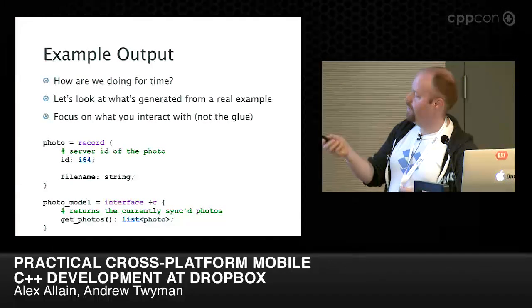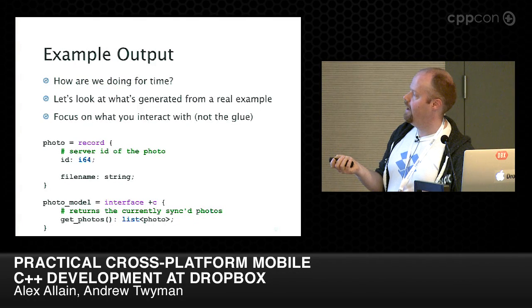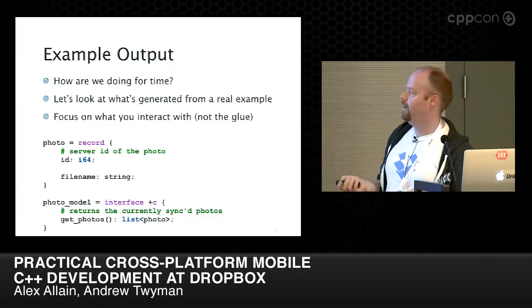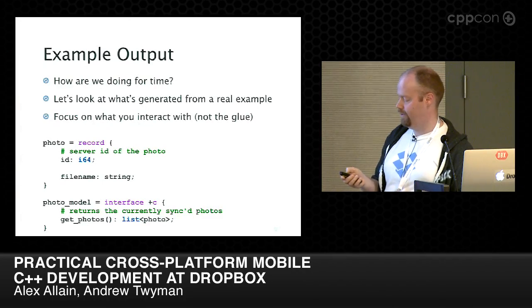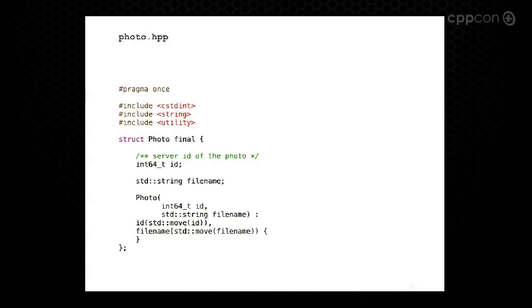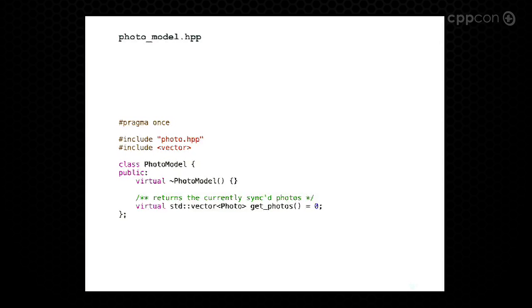There's a record, or a photo, which is a record containing an ID and a string for the file name. And here's an interface that lets you get the photos. The main thing I want to show you is how simple and native the code looks when you have to actually interact with it. So in C++, you're going to get a header file that contains a struct for that record. That's pretty basic. You're going to get a header file that defines the abstract base class for the interface. This is all you get in C++ because it's your job to implement the concrete implementation of this abstract base class.